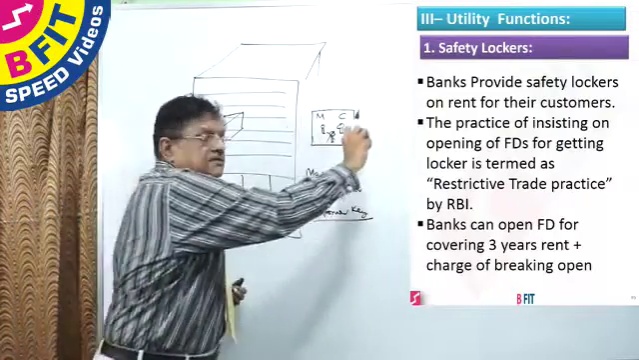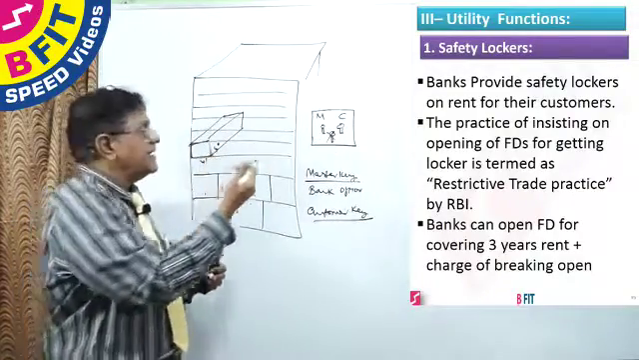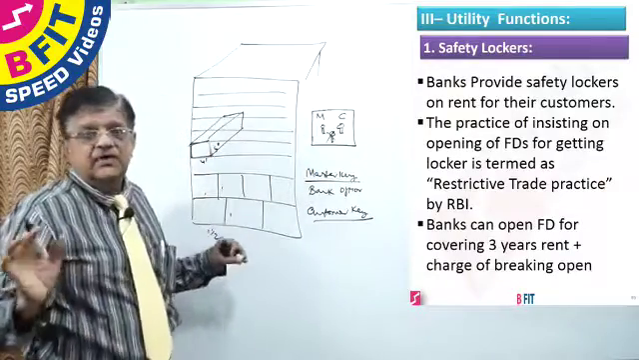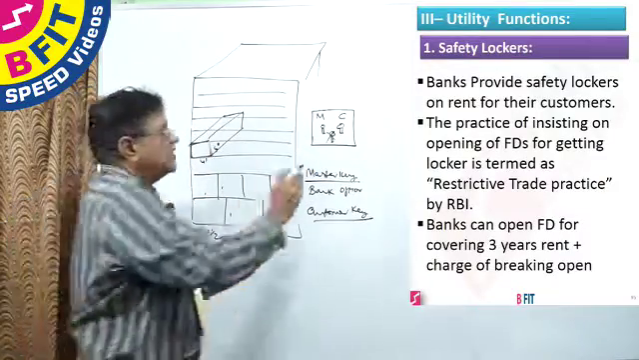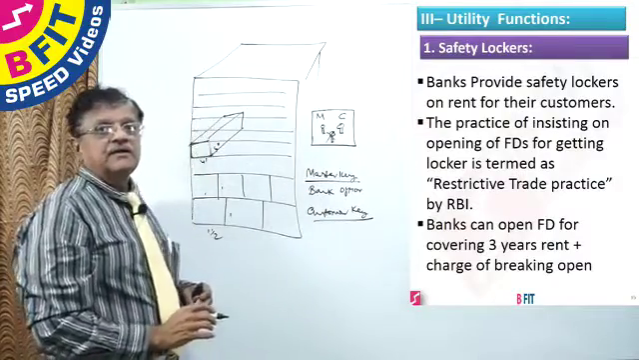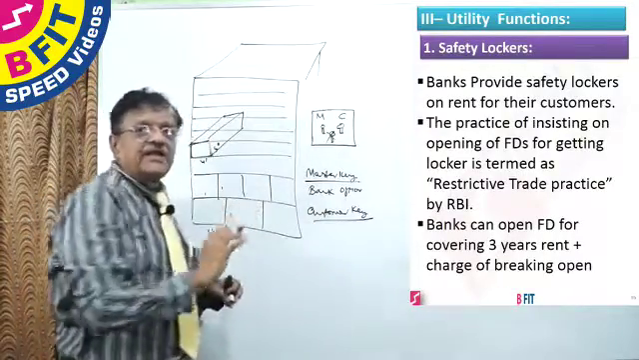So you open the lock and then keep whatever you want to keep, and then you lock. Once you lock it, for locking, the master key is not required. Once you lock it, no customer can open it individually. The master key cannot open any lock individually.